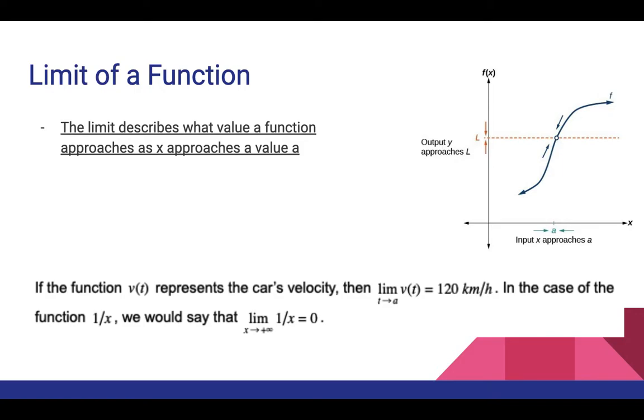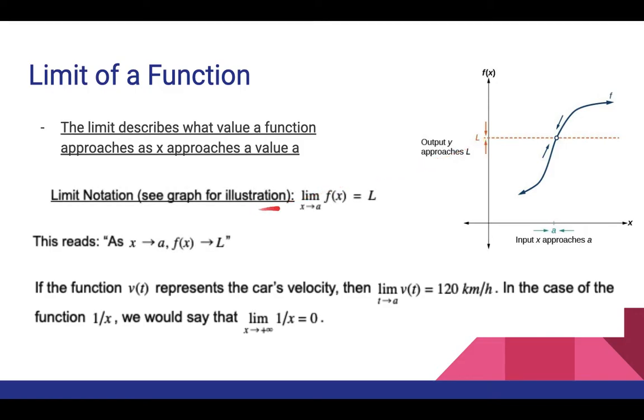So this brings up what we call the limit of a function. The limit describes what value a function approaches as x approaches a certain value a. So if we look at the graph at right here, we can see that as we get closer and closer to this point x equals a, our curve is going to trend towards a specific y value, what we call L. This is what we call the limit of our function as x approaches a. L is what we call that limit, what we approach as we get closer to x equals a.